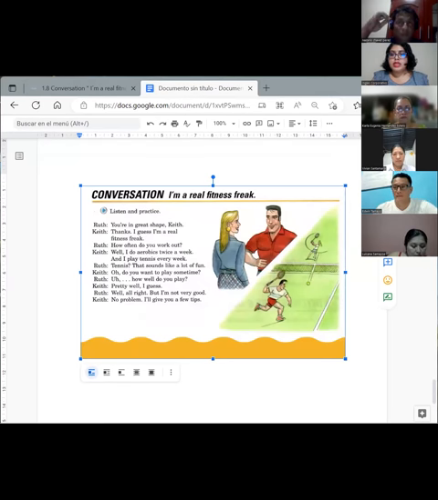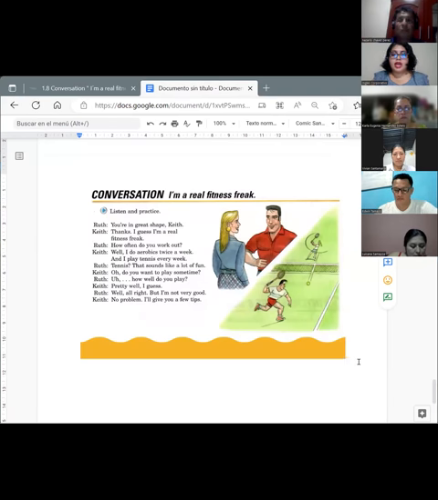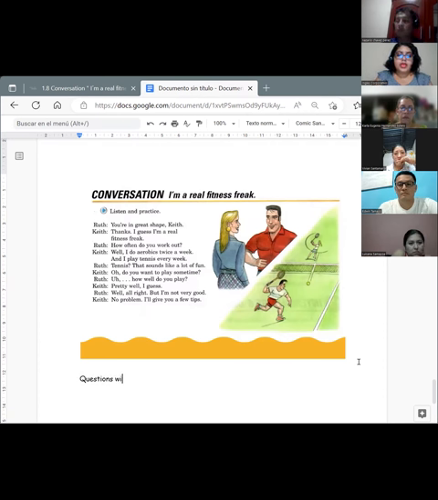Okay. So in this case, we know that we have different kinds of questions in English. We have the yes/no questions or closed questions, and also we have the open questions. The open questions are the questions that we can create with the WH words. And you know that the WH words are what, where, when, why, who, and how. In this case, we are going to focus on how. So here, questions with how.